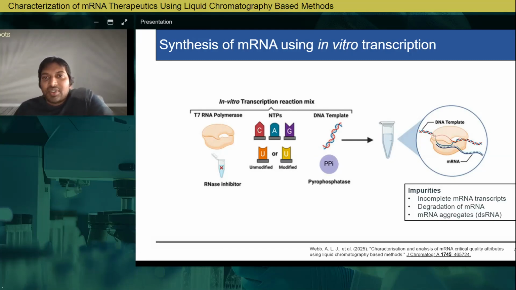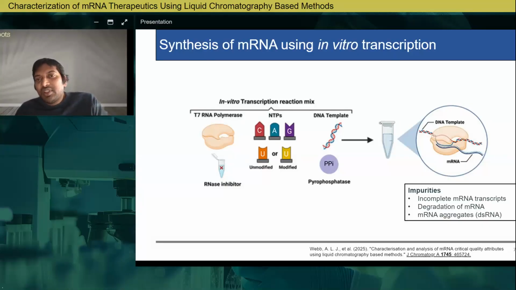So this process is very efficient, but at the same time, you have a lot of components to generate an mRNA. Whenever an mRNA is generated, it also brings a lot of impurities. It brings incomplete messenger RNA transcripts. Some of the molecules are not generated completely, and there's a possibility of degradation of mRNA because mRNA is very sensitive to pH, temperature, and other factors.